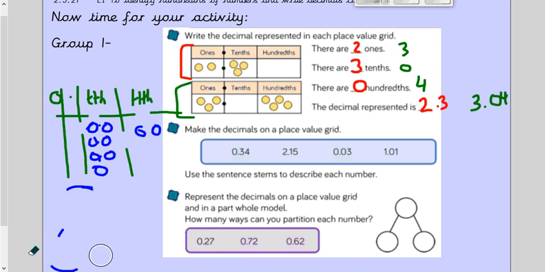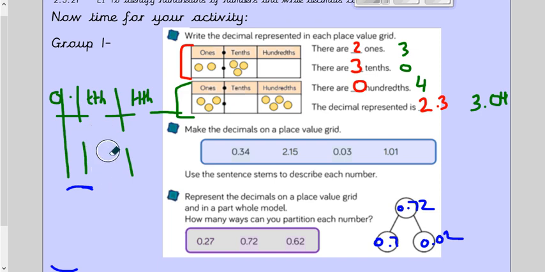let's just rub all that out. It'd be 0.72 at the top one, and then 0.7 and 0.02 for the bottom one, and then finally 0.62. You would have 6/10, 2/100, and in the part whole model, it would be 0.62, which is 0.6 and 0.02. Sorry, that was so long-winded, but it has to be done to go through the answer, I'm afraid. There we go.